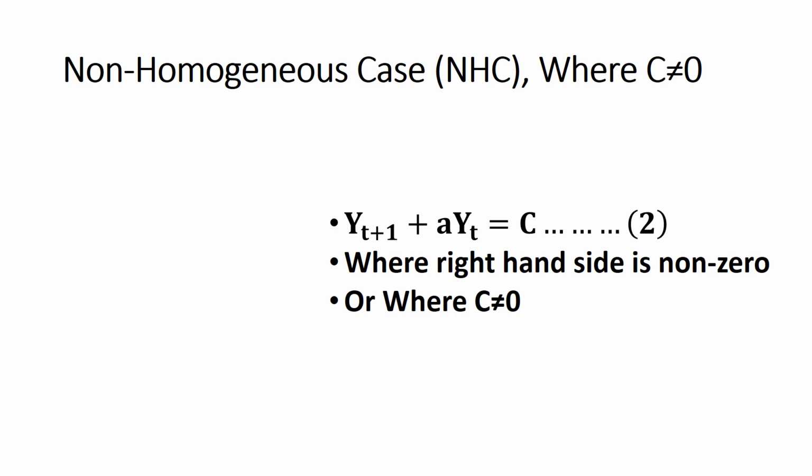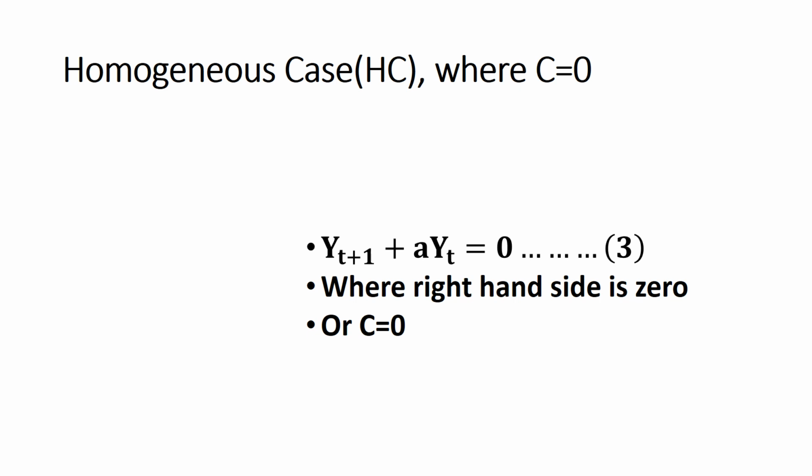Now explore the two different types of first order linear difference equation. Number one is the non-homogeneous case, where c is not equal to 0. The standard form of the non-homogeneous case is the same as the standard form of the difference equation. This is y_{t+1} + a y_t = c, where the right hand side is non-zero, or c does not equal 0.